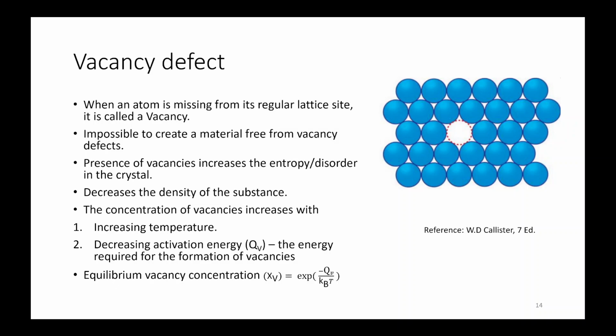This is possible by changing your material system. For example, if you are taking lead and iron, lead has a lower melting temperature, so it is more likely to form a higher number of vacancies at the same temperature. The energy required for the formation of vacancies is QV. So in this case, equilibrium vacancy concentration equals exponential of minus QV divided by kBT. kB is the Boltzmann constant, T is the temperature.